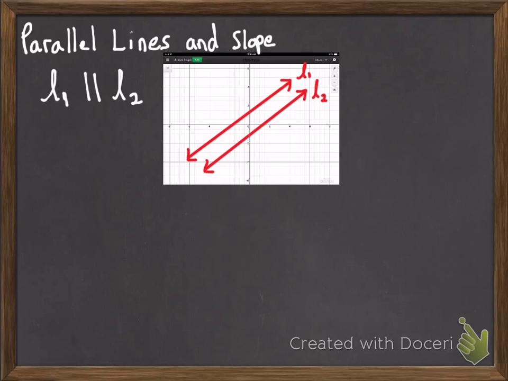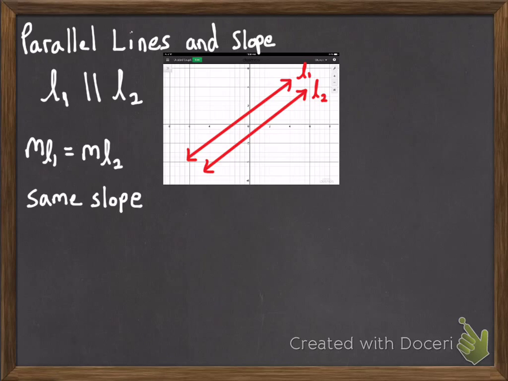And then you look at that and think, okay, how would their slopes be related? You see in the picture, as much as one goes up, so does the other one. So in other words, their two slopes are equal. They have the same slope. And so if we know the slope of one line and we know that it's parallel to another line, then we also know the slope of that line. It will be the same.